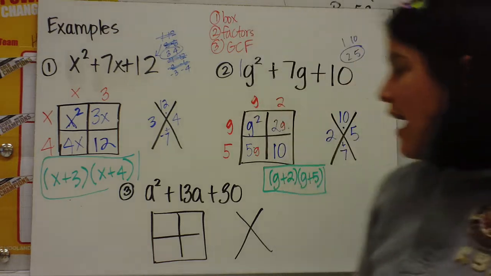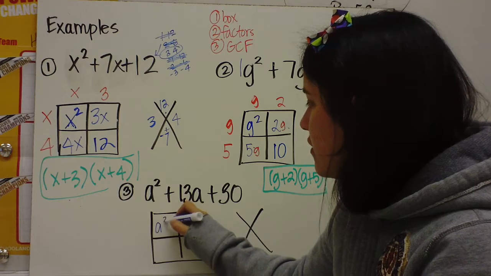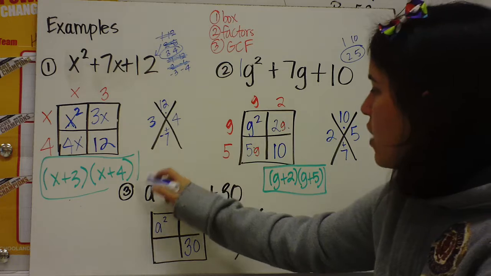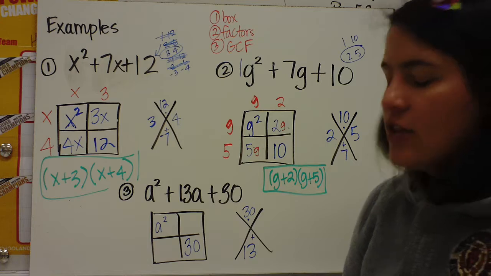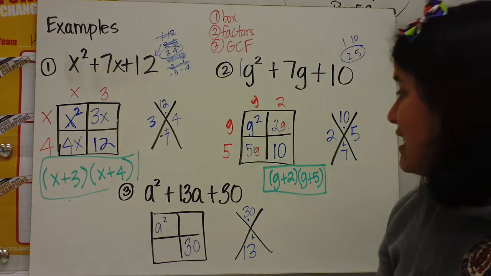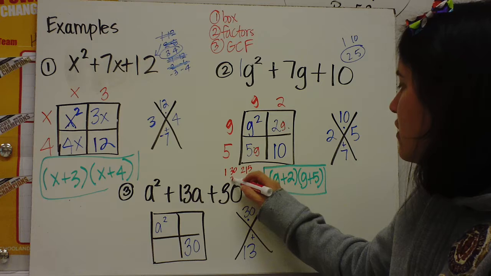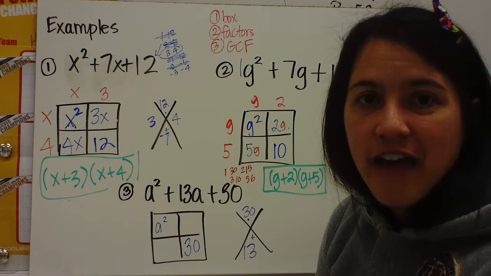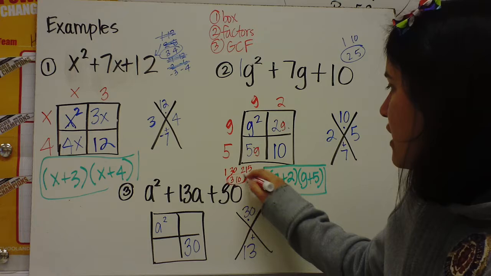All right, number 3. a squared plus 13a plus 30. We're going to put our first term right here and our last term. And remember, we want to multiply. 1 times 30 is 30, and then positive 13. So the factors of 30, we multiply to get 30, and we add to get 13. So that's 1 and 30, 2 and 15, 3 and 10, 5 and 6. Do you see factors that if you added them together, you would get 13? Hopefully you see 3 and 10.